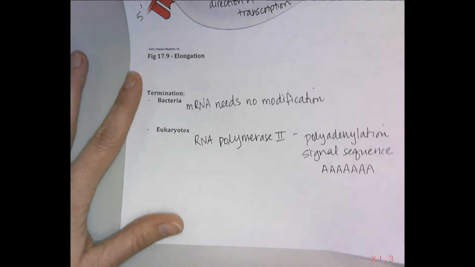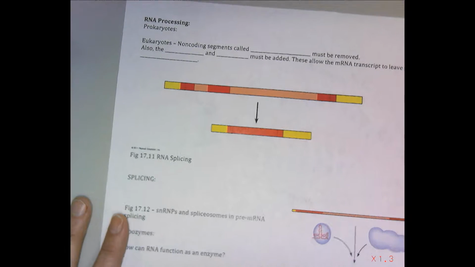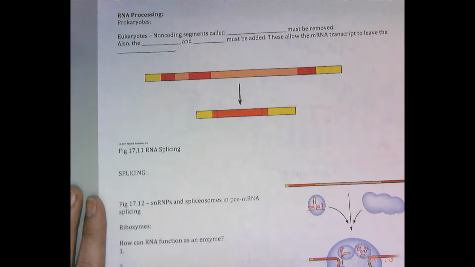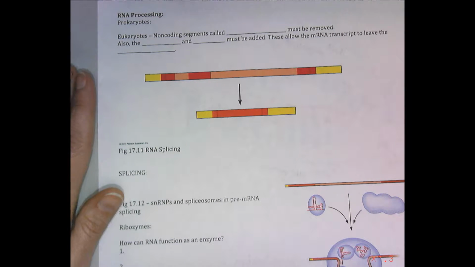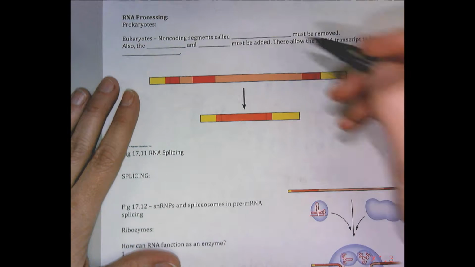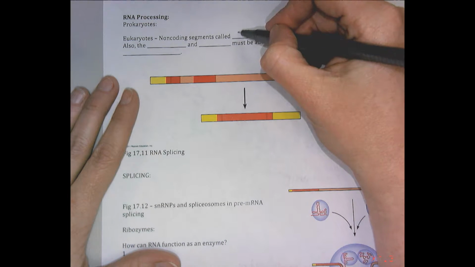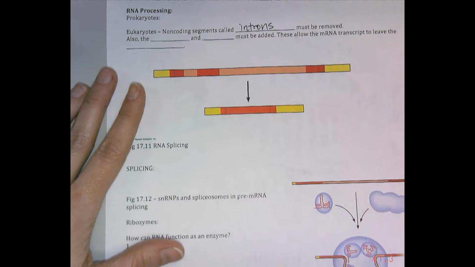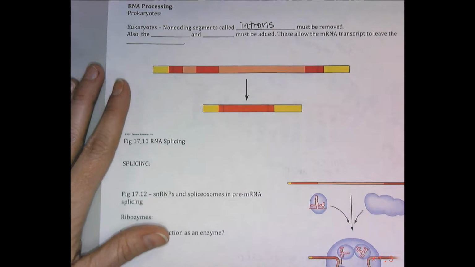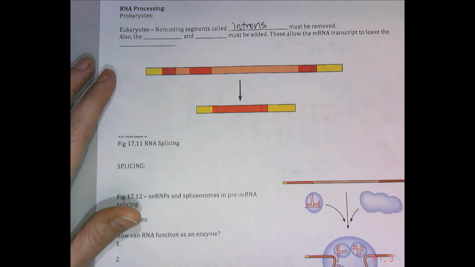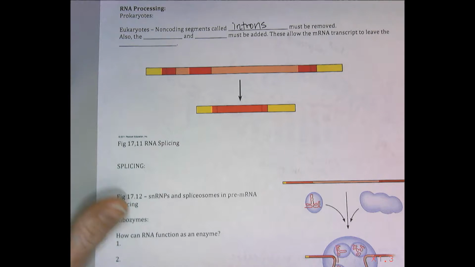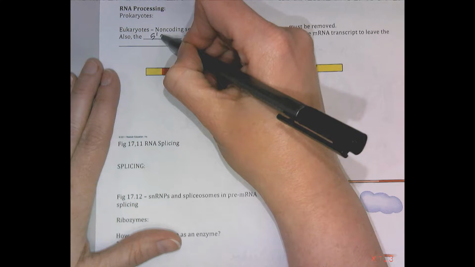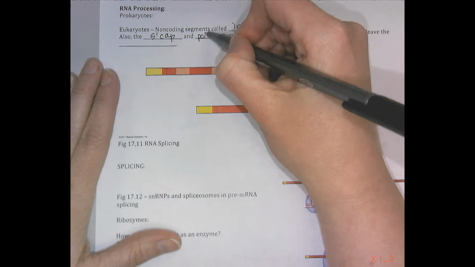Of course, eukaryotic cells are going to undergo RNA processing after the RNA is transcribed. And what that involves is just a couple of things. First of all, non-coding segments called introns must be removed. Introns are segments that are not involved in the production of the particular protein that we are trying to accomplish today. They might be used for some other purpose, but they're not going to be involved in this protein. Also, we have to add a 5' cap and the poly A tail.